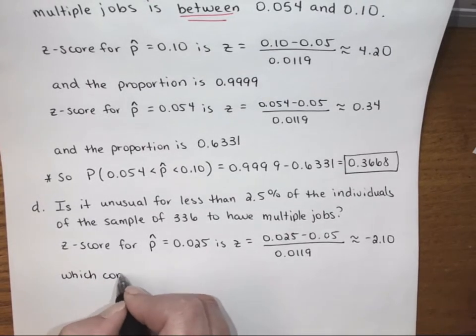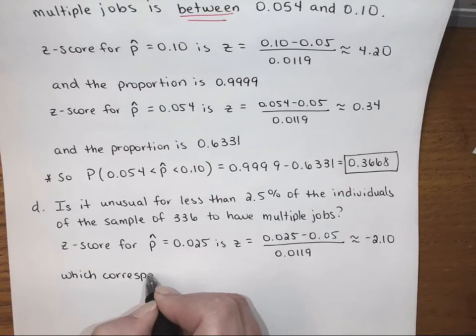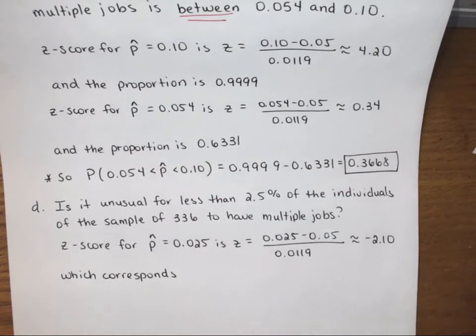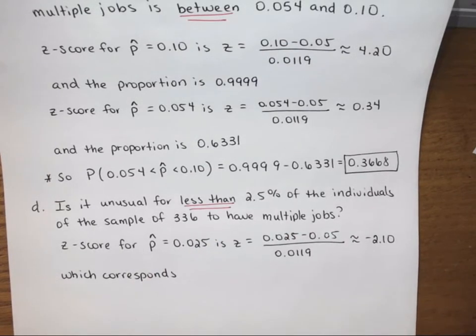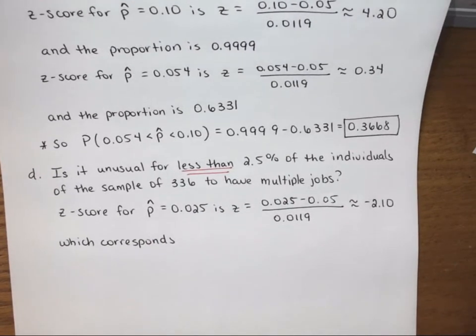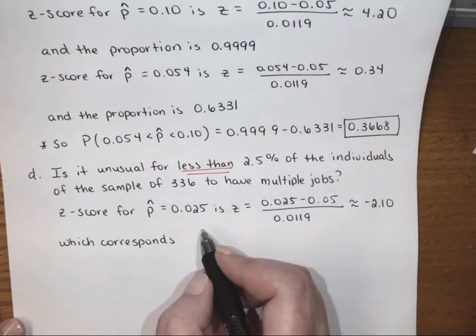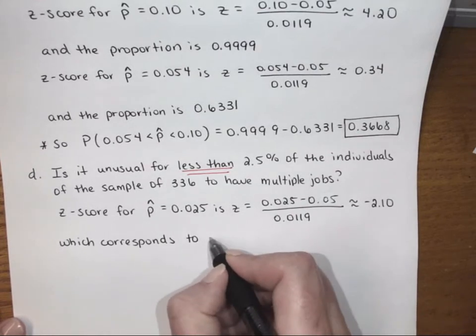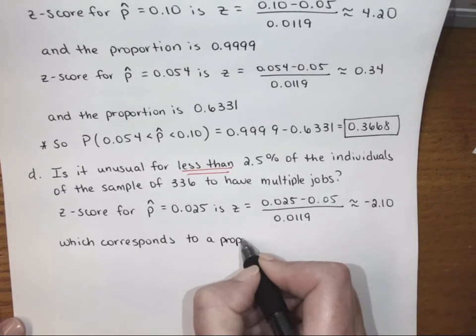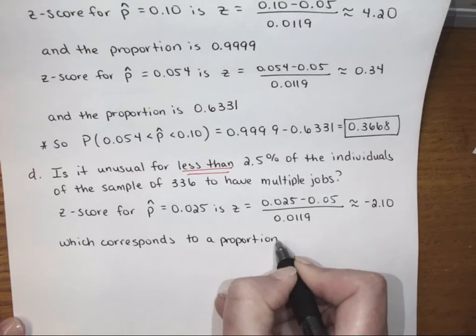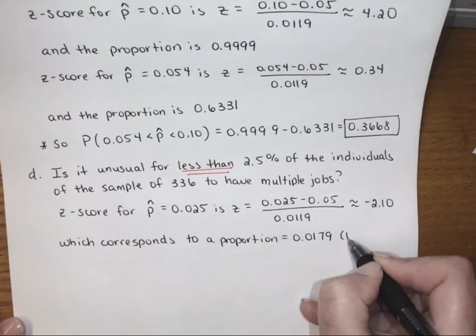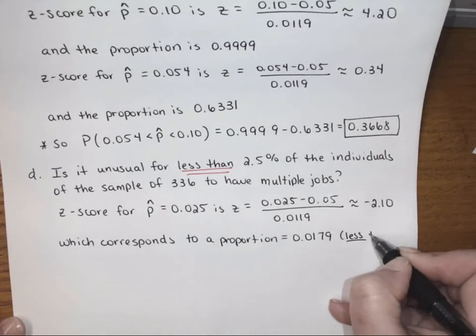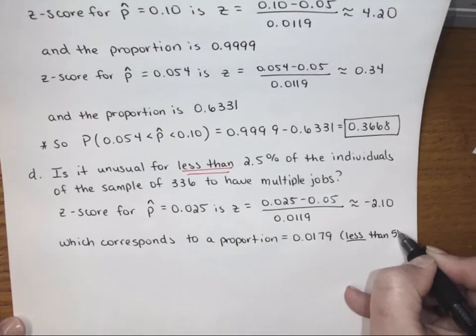And if you look at your chart, turn it over on the other side, right, because we're negative. By the way, it is still asking for less than, so we can, again, read the chart as normal. If it would have asked for greater than, we would have to do 1 minus. But this corresponds to a proportion that equals 0.0179. This is less than 5%.